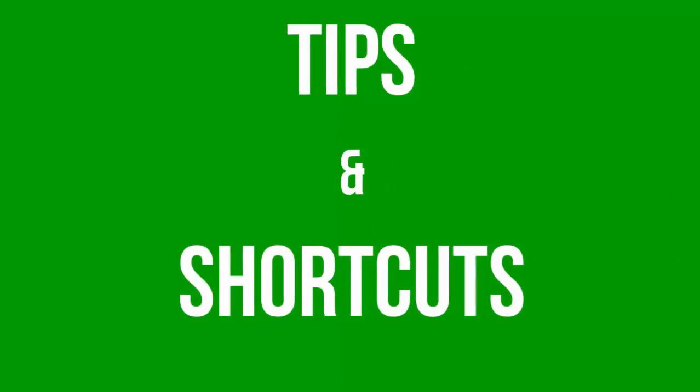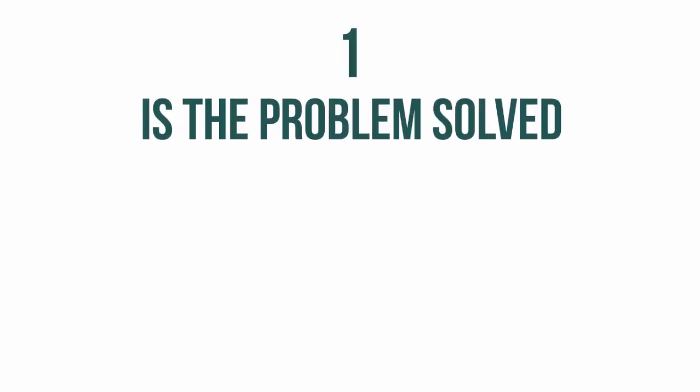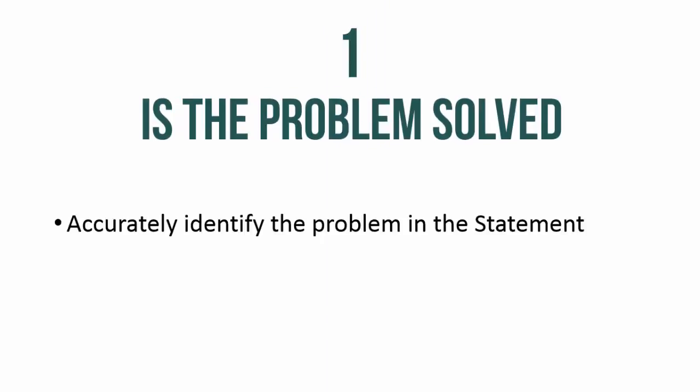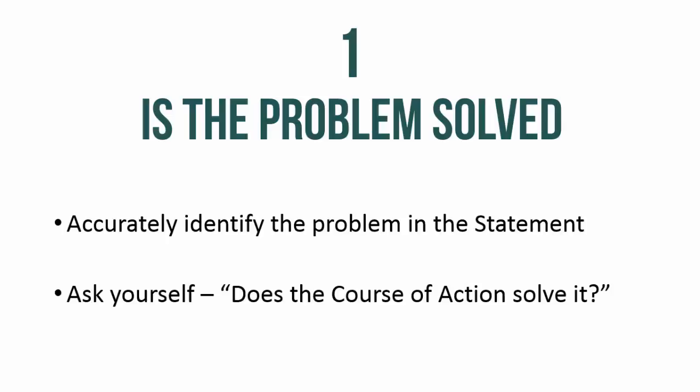Let us look at some tips and shortcuts for solving this kind of a problem quickly. First, you have to check, is the problem solved? You have to read the statement carefully and accurately identify the problem because that is what is going to give you the solution quickly. Identifying the problem wrong is going to result in you coming up with a wrong solution. Once you have identified the problem, look at the course of action and ask yourself, does this course of action solve the problem that I have just identified?